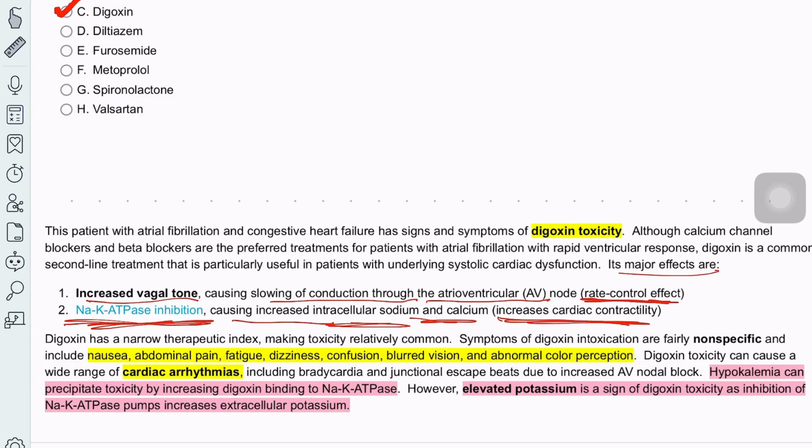Symptoms of digoxin intoxication are fairly non-specific and include nausea, abdominal pain, fatigue, dizziness, confusion, blurred vision, and abnormal color perception, mainly yellow color vision. Digoxin toxicity can cause a wide range of cardiac arrhythmias, including bradycardia and junctional escape beats due to increased AV node block. Hypokalemia can precipitate toxicity by increasing digoxin binding to sodium potassium ATPase. However, elevated potassium is a sign of digoxin toxicity, as inhibition of sodium potassium ATPase pump increases extracellular potassium.